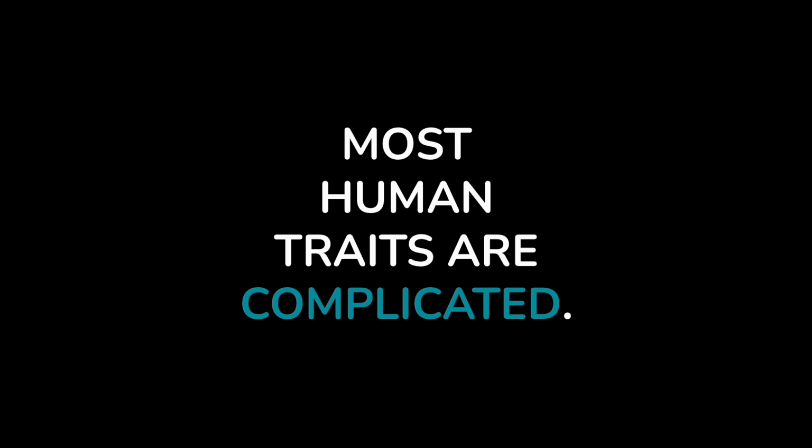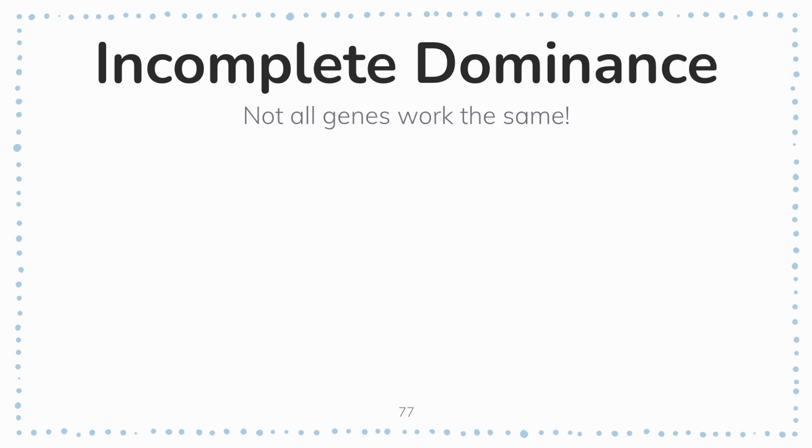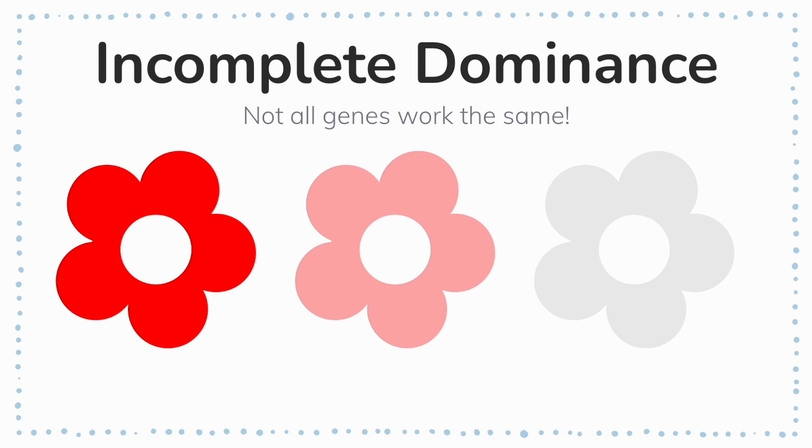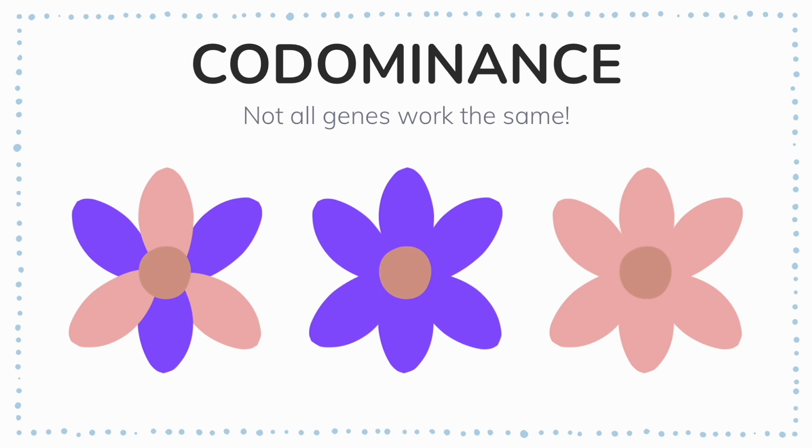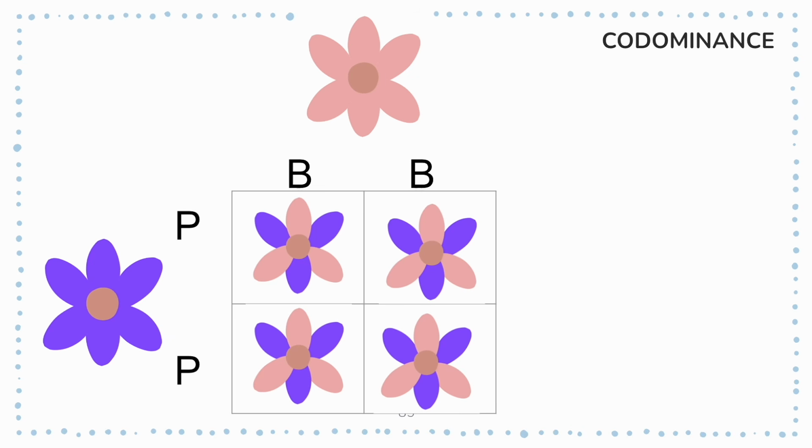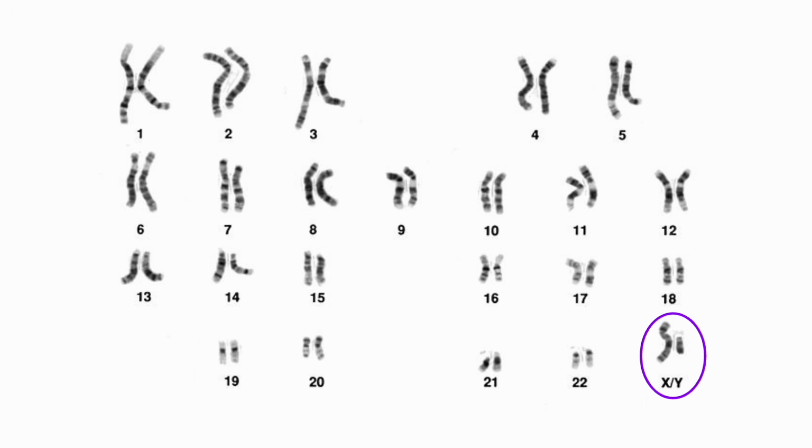And remember, most human traits, most genetics are very complicated, so it's not as simple as Gregor Mendel said. There are different types of dominance, like incomplete dominance, where there's a blending of traits, and codominance, where we see representations of both traits. So for example, if a purple and a pink flower were codominant for flower color, we might see both purple and pink petals in their flowers. And of course, there are also sex-linked traits, which are traits that are carried on the X and the Y chromosomes.